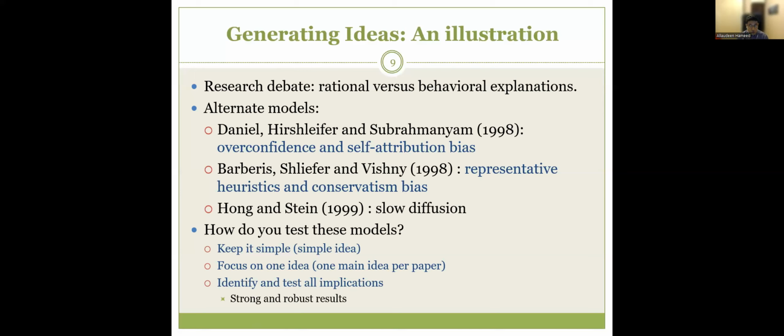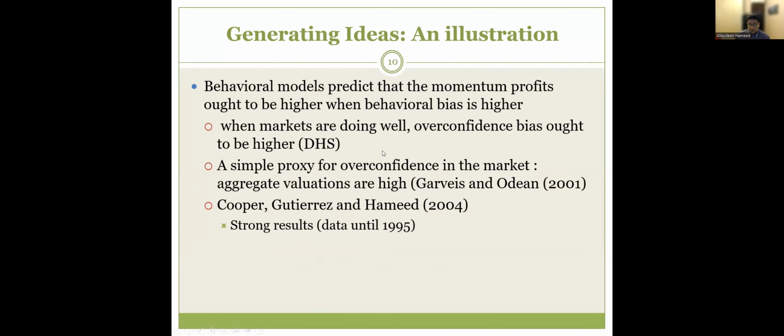To identify all possible implications, test, and then make sure that the results are robust and strong, and rule out alternative explanations. So what was the test that we came up with? It was very simple, right? The behavioral models predict that momentum profits ought to be higher when behavioral bias is higher.